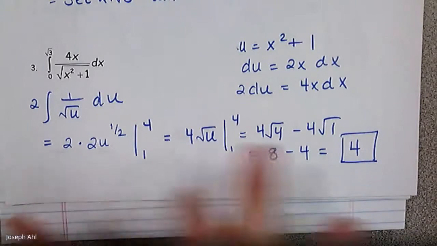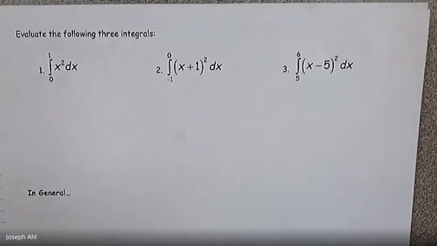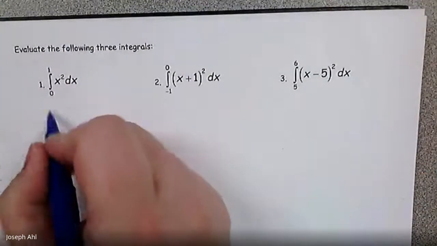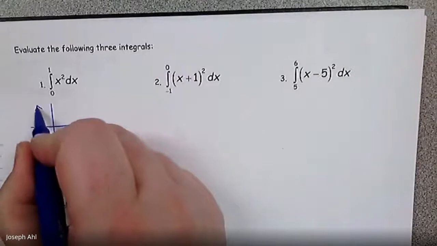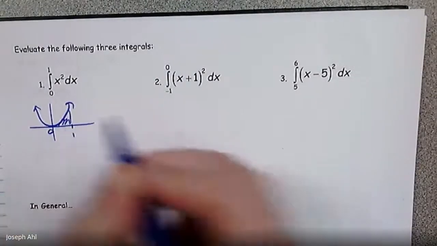Okay, so if we're good with number 3, this is going to be a real quick one. The last thing I'm going to do with you is the top of this page, which is identical to some review from an old set of notes, finding the value for these 3 integrals right here. If you remember what was going on graphically from 0 to 1 for the function x squared, the area would look something like this.